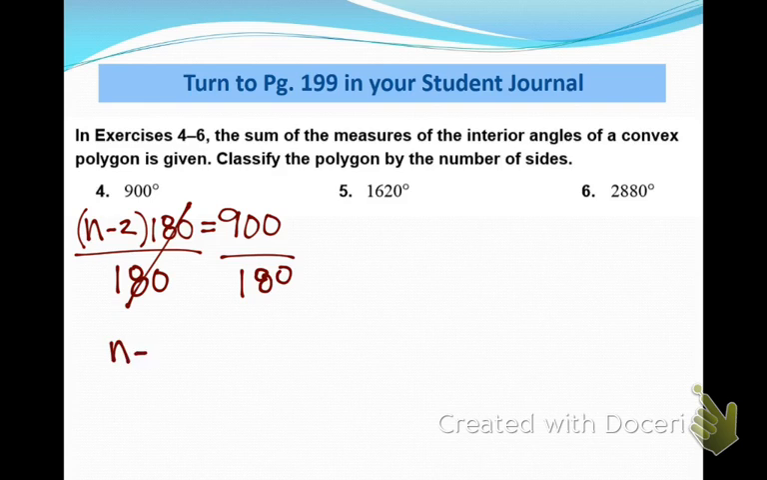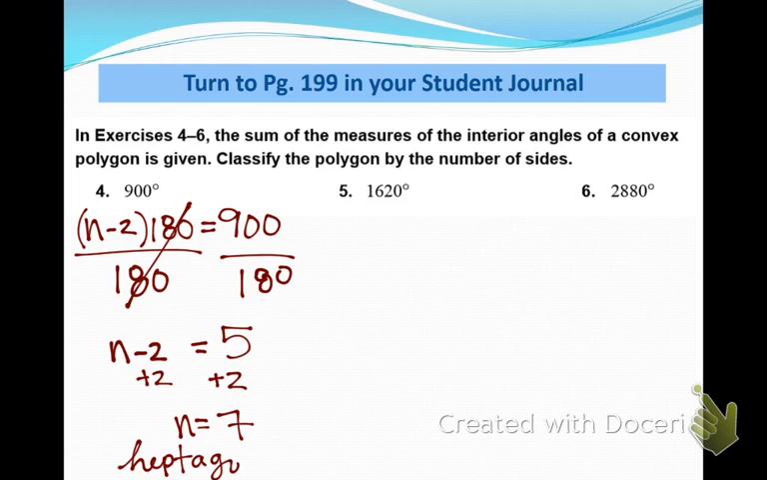On the left, you'll have n minus 2 left. On the right, what is 900 divided by 180? 5. Add 2. So what was n that we plugged in? 7. If you stop here and circle this answer, it's not going to be hunky-dory. What is a 7-sided figure called? Heptagon. So your answer should be heptagon.